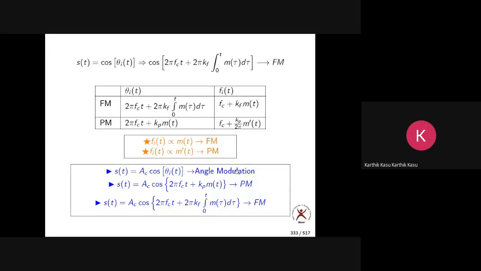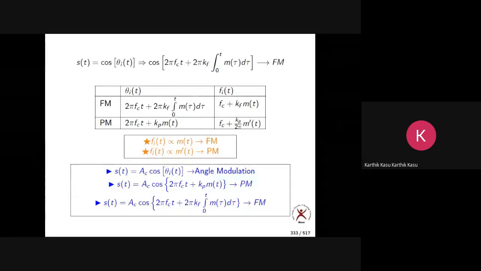Finally, this table gives a summary of all the angle modulation. Here, angle modulation is nothing but Ac cos theta i of t. What is theta i of t actually? That is the instantaneous phase of the carrier. Now this is the generalized expression for any angle modulation. To be specific, if it is phase modulation, this is the equation. If it is frequency modulation, this is the equation. Now here, what is Ac? It is the amplitude of the carrier.